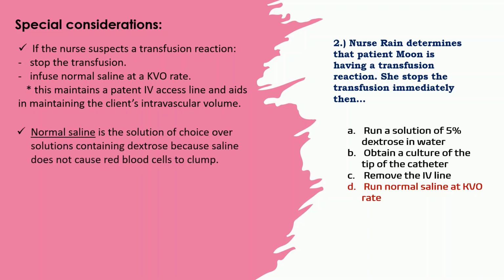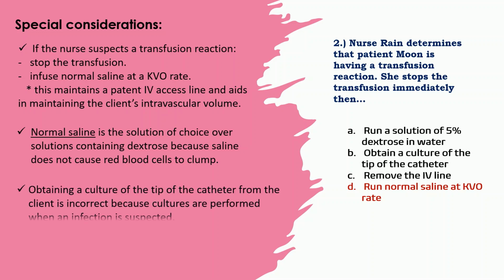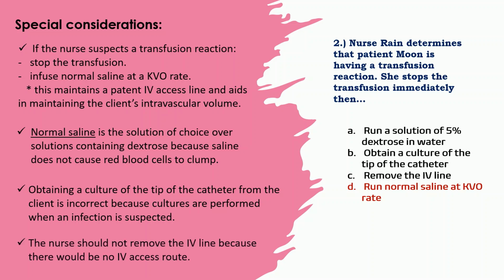Normal saline is the solution of choice over solutions containing dextrose because saline does not cause red blood cells to clump. Obtaining a culture of the tip of the catheter from the client is incorrect because cultures are performed when an infection is suspected. Then the nurse should not remove the IV line because there will be no IV access route.